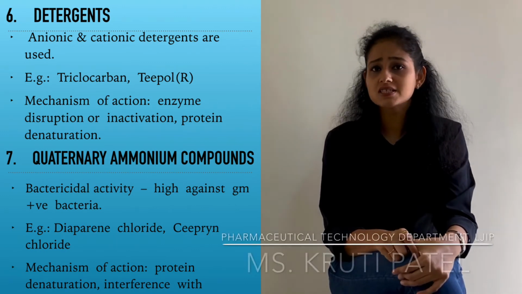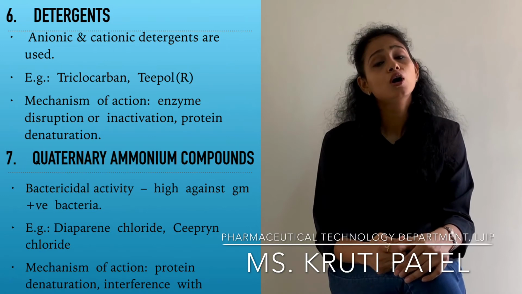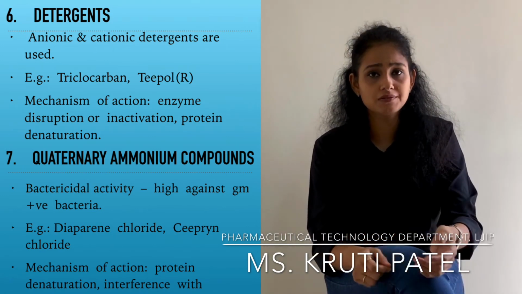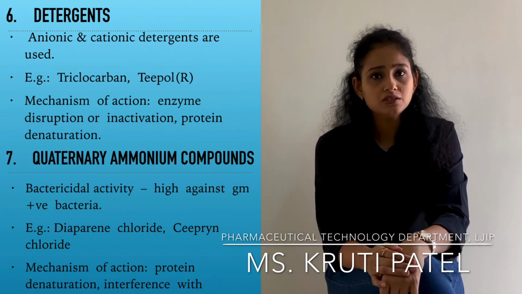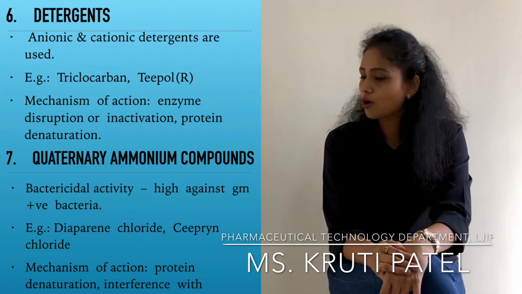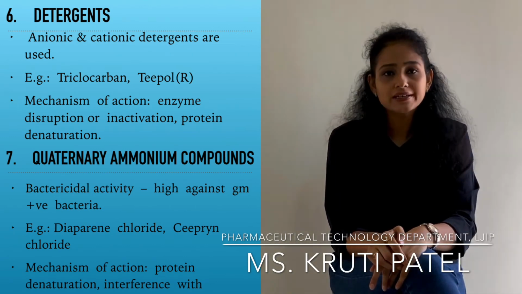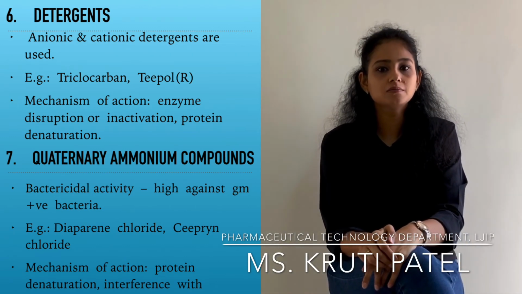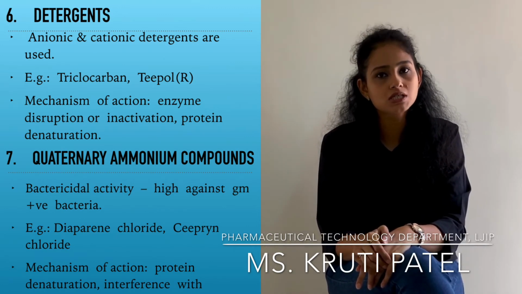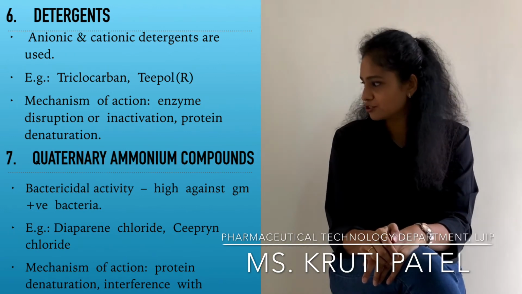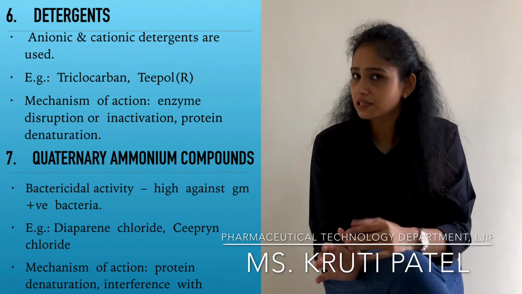Moving further, the next is quaternary ammonium compounds. Now what are quaternary ammonium compounds? You all know that they mostly have bactericidal activity, that means they kill the microorganism. The examples include cetrimide or benzalkonium chloride. If you look at the mechanism of killing of microorganisms, it includes protein denaturation or interference with glycolysis and membrane damage. Okay, so I guess this is easy. I don't need to explain it in detail, right?